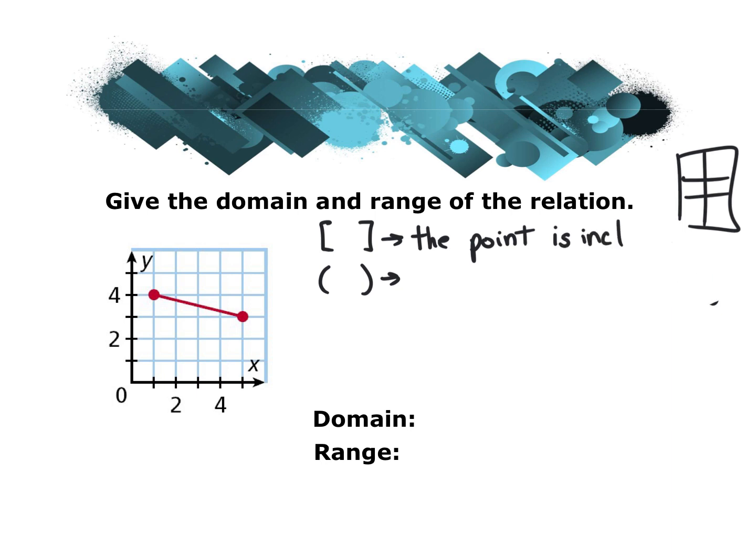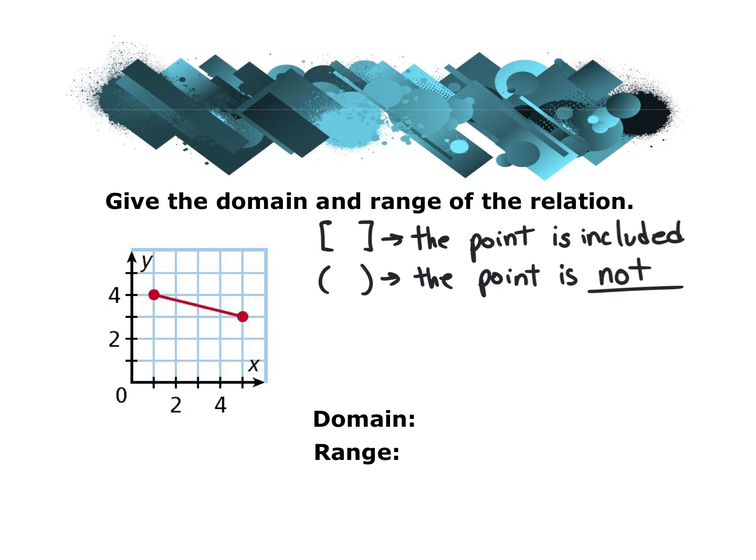I'm going to erase the mapping and the table. Same as a dotted graph, so the point is included. And then the parentheses mean the point is not included. Now, keep in mind this is for domain and range only.